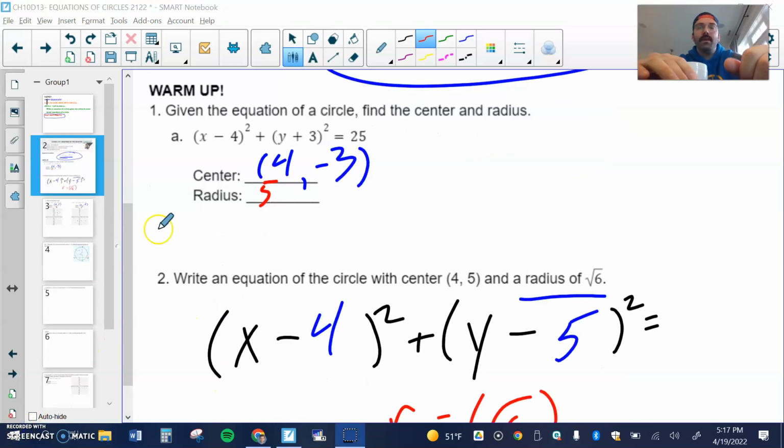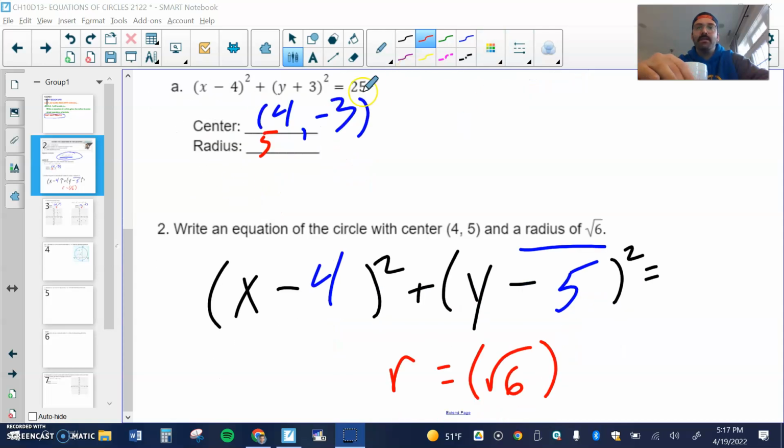All right, here we go. I got my center as 4, -3. Opposite of -4 is positive, opposite of positive 3 is negative. Square root of 25 is 5 for my radius. All right, write the equation. 4, 5, so x minus 4 squared plus y minus 5 squared equals r squared.